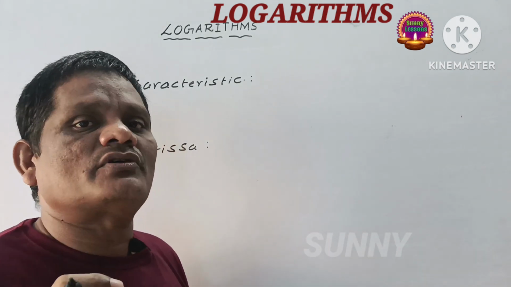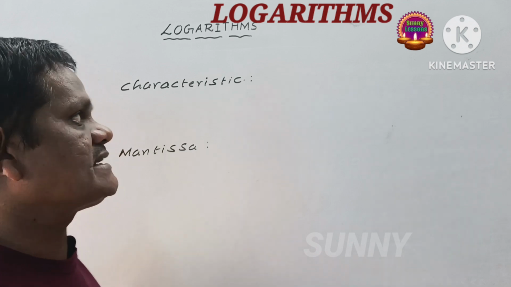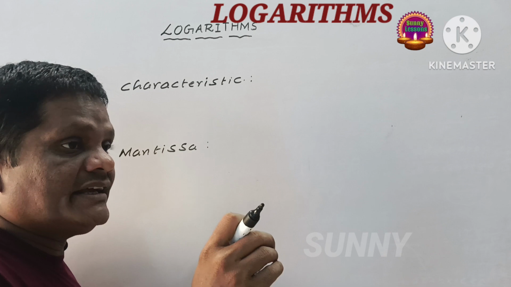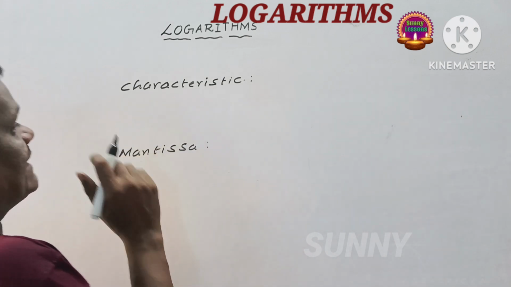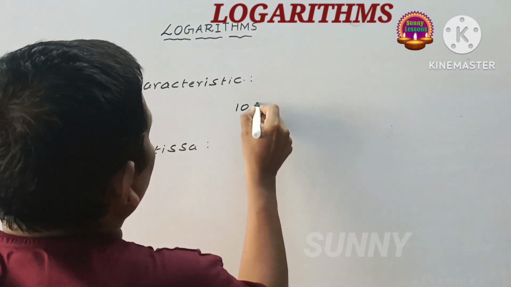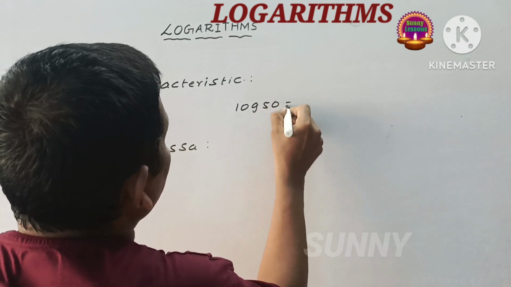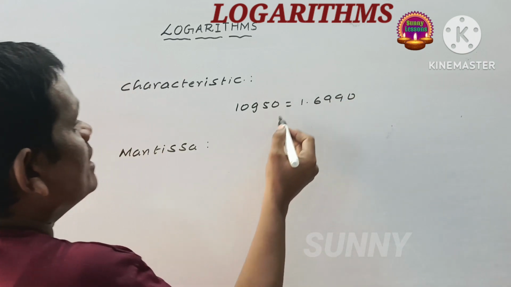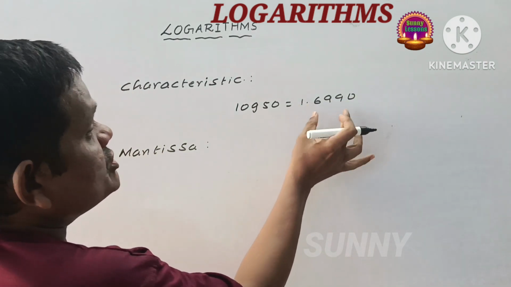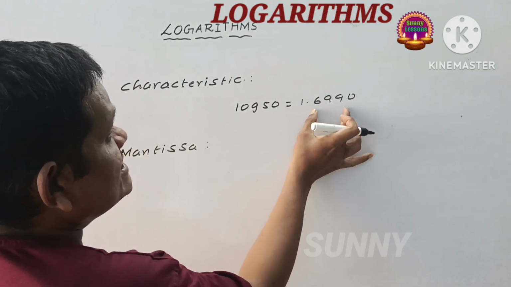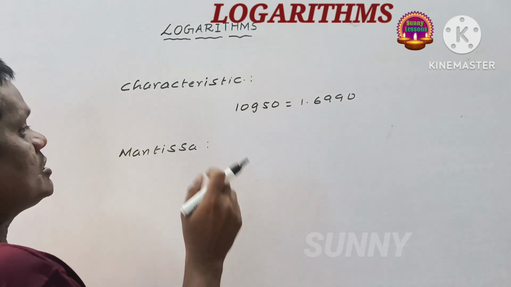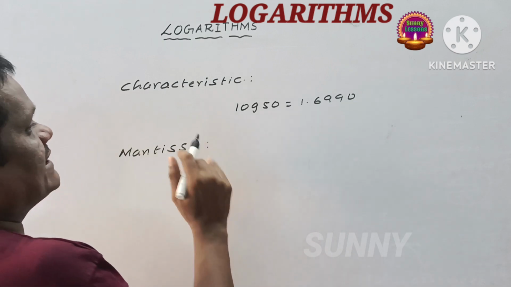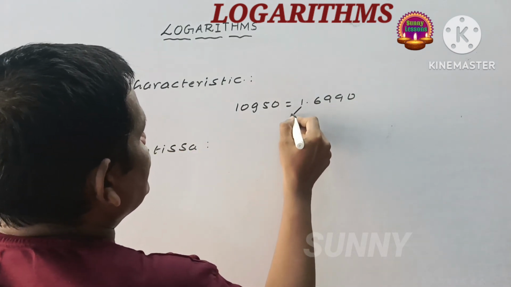Next we discussed about the characteristic and mantissa. Characteristic means the integral part of the logarithm is called characteristic. For example, log 50 is equal to 1.6990. Here 1 is the integral part, 0.6990 is called decimal part. So here integral part of the logarithm is called characteristic. So the characteristic is 1.